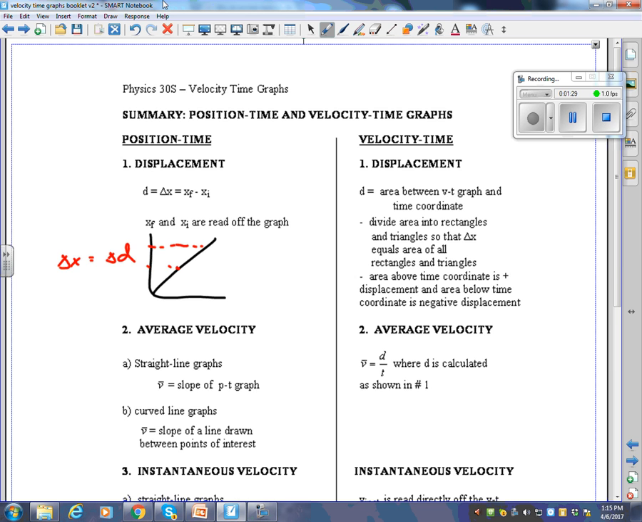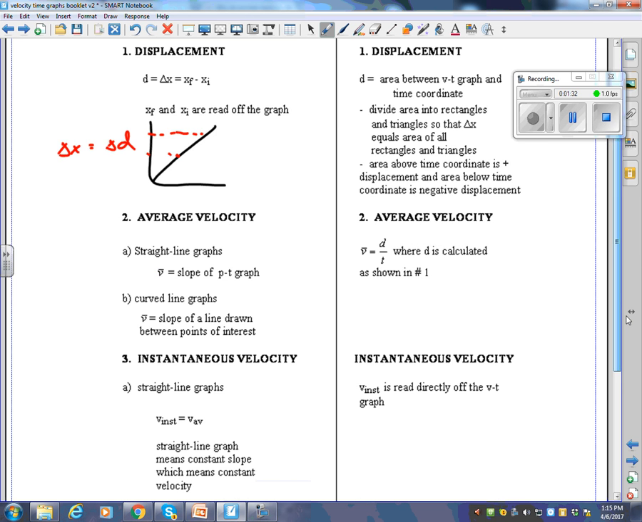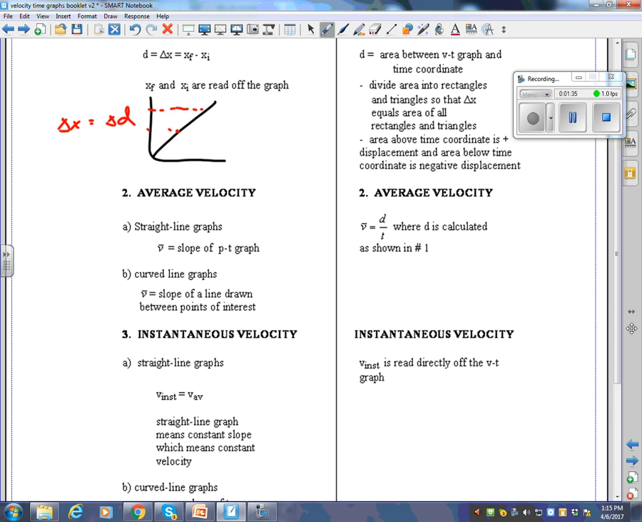If you have a position time graph and you're asked to find average velocity, there are 2 possibilities. It could be a straight line graph. By the way, you should be drawing these little graphs. If it's a straight line graph, you simply find the slope. What if it's a curved line graph? Average velocity is the slope of the line drawn between the points of interest. In other words, you do this, because it's average velocity. It's not instantaneous, it's average.